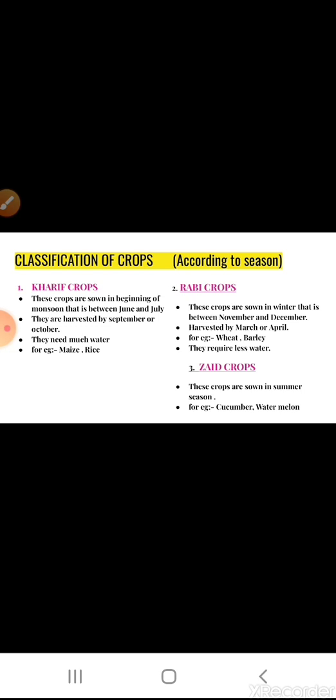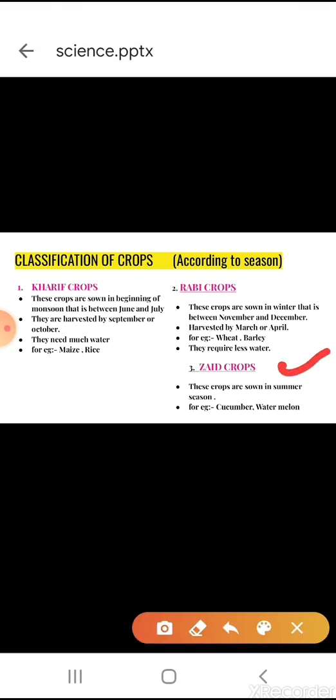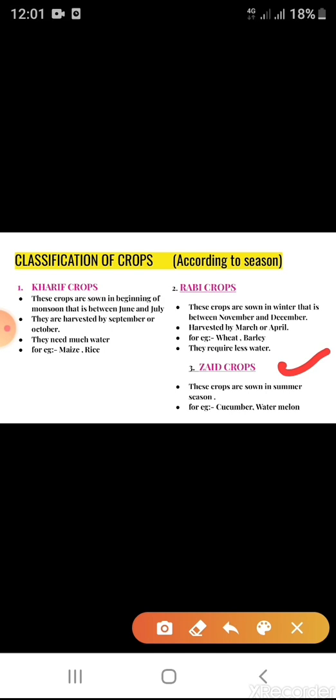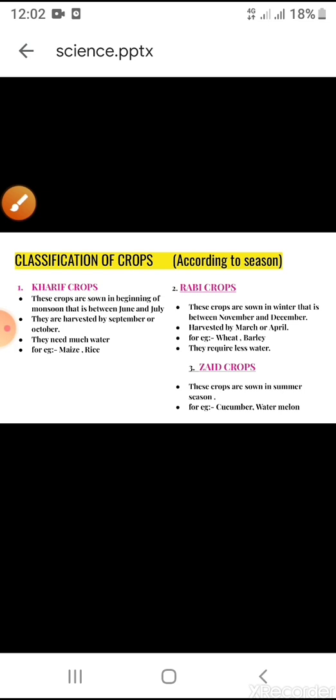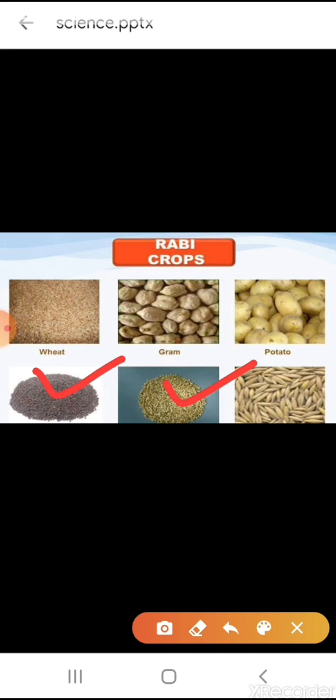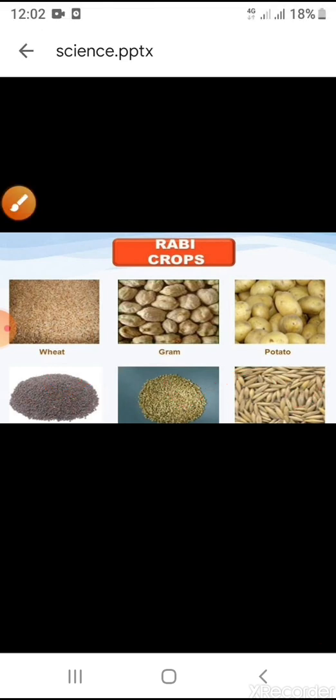Second slide is about classification of crops according to the season. Children, here I am concentrating on the season. Why? Because many crops need a large amount of water, many crops need less water, some crops need a small amount of heat, some crops need an extreme amount of heat. So for satisfying all the requirements of the crops, we have to distribute these crops in a form of classification, and we have three types of classification. First is kharif, second is rabi, and third is zaid crops.